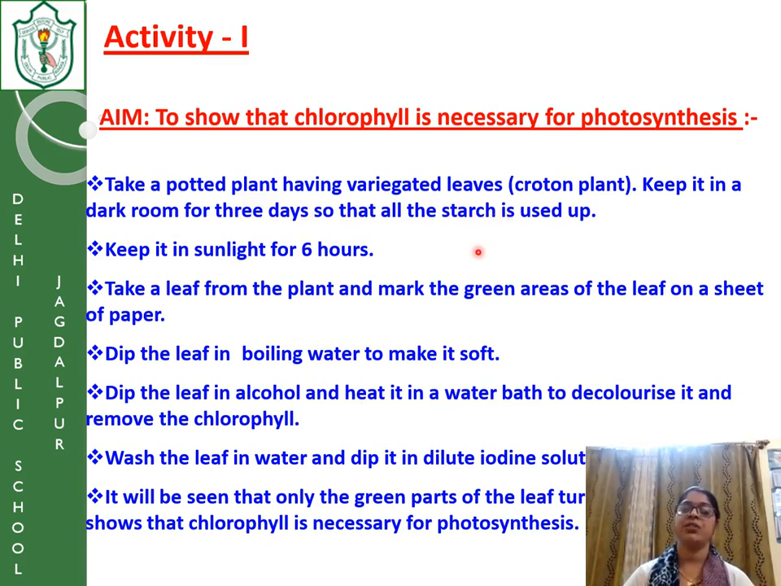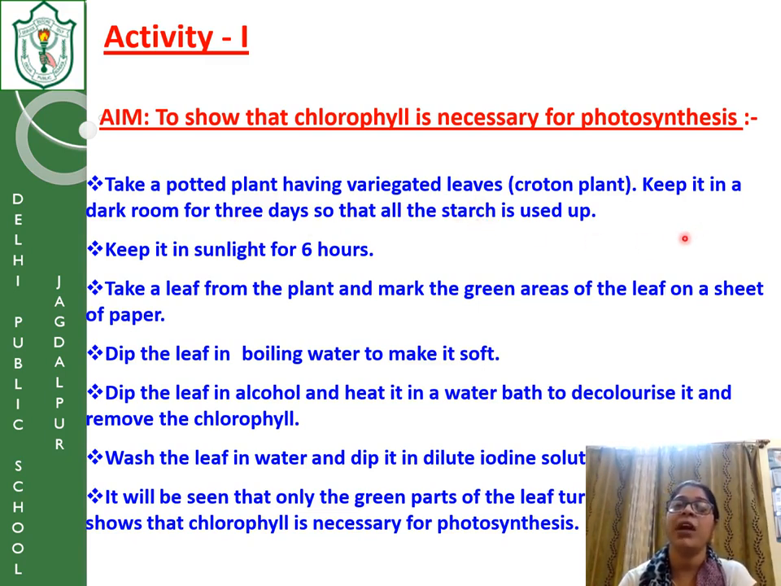Variegated leaf means, children, a kind of leaf which is not completely green, which has some kind of spots, white spots, yellow spots, red spots, where some portion is green and some portion has spots of a different color. So we will take a croton plant, a decorative plant which is there in your garden, and you must have seen that. We will take such a pot which has this type of leaf.